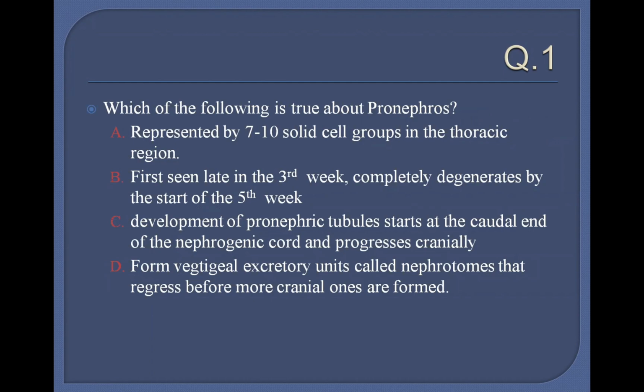Okay, so here true is, I think, the development of the pronephric tubules start at the caudal. Sorry, no, that is wrong. The second one is true. Second option: first seen at the late 3rd week and it will completely degenerate by 5th week. So this starts in the cervical region. I think the first answer is wrong because it is thoracic. Yes. And the third answer is wrong because it starts from cranial to caudal. Yes. The vestigial spelling is wrong. Vestigial, sorry sir. Vestigial excretory units called.